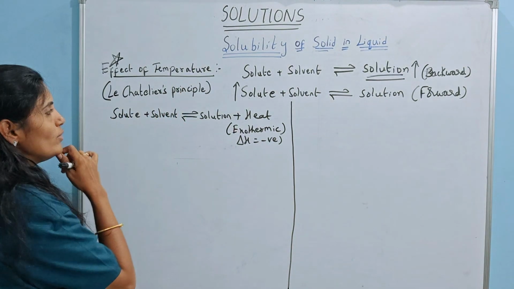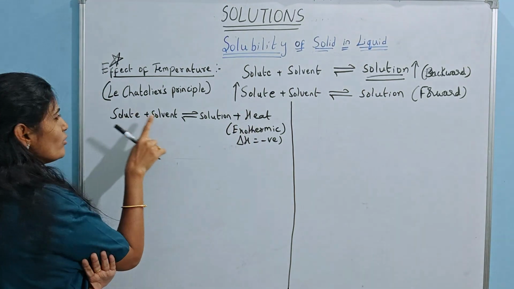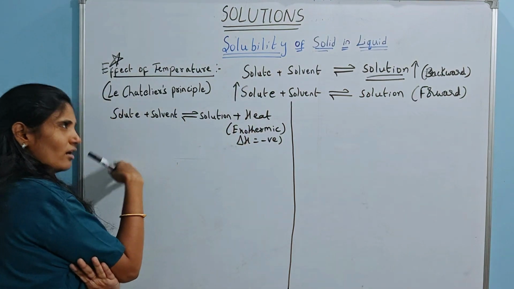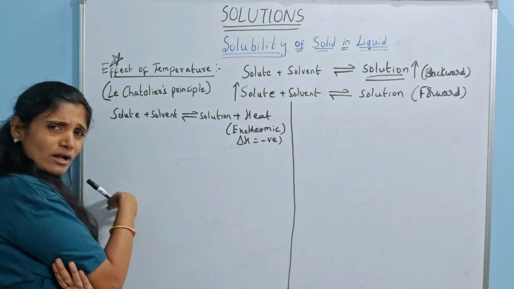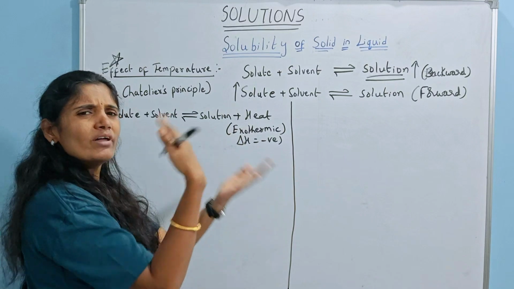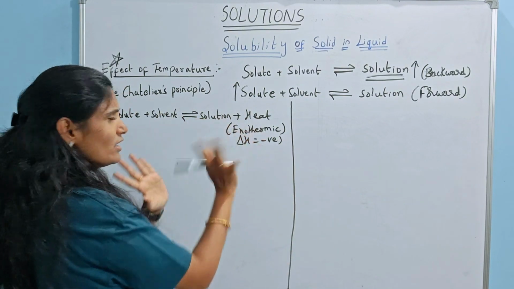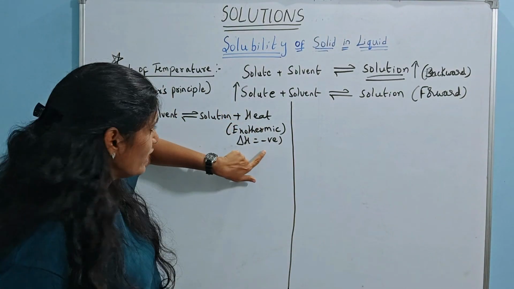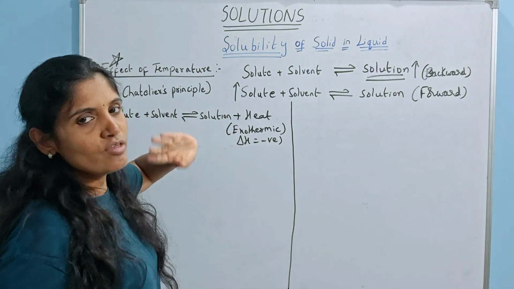Now here, let me think. Solute plus solvent is forming solution, and this is dissolution, and crystallization will happen when the saturation point reaches. So this is in dynamic equilibrium, all that I have explained. Now this process is releasing heat, so I am calling it an exothermic reaction. Delta H is equal to negative.